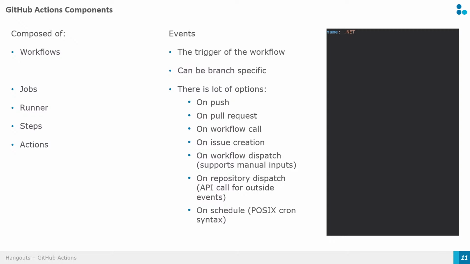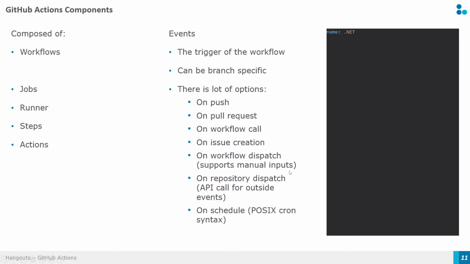They can be branch specific, and like I said before, there is a lot of options. On push, so when you push the code, you trigger it. When you raise a pull request. This workflow call here is when you use another workflow to trigger one workflow. And one thing that's cool here is that you can pass down arguments from one to the other. On issue creation, like I mentioned before, like someone raised an issue on your repo, and then this automatically notifies you, or maybe raises a Jira ticket or something like that.